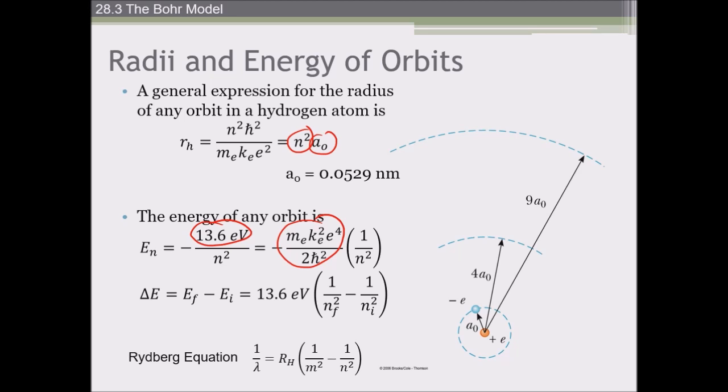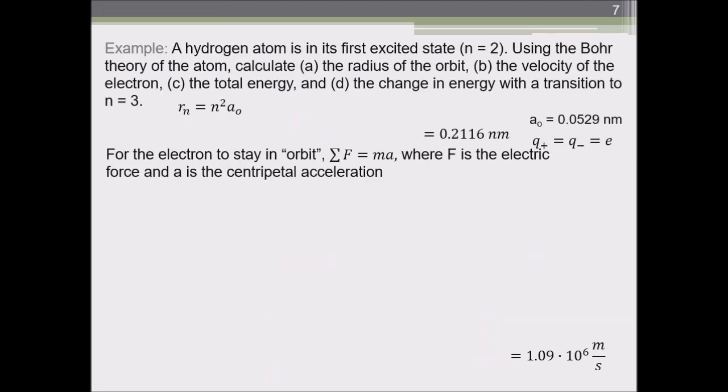That means we can calculate the energy difference between movement between any one energy state and any other energy state. This looks very much like our Rydberg equation, except we have a different constant, which is the energy state of that ground state, and we're calculating the change in energy rather than the wavelength given off. So let's get some practice with these equations.